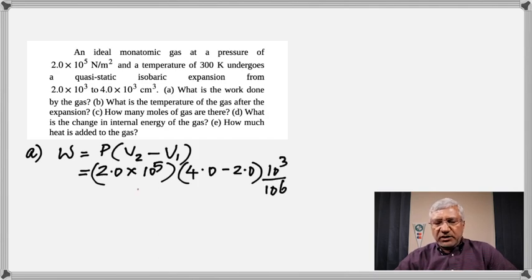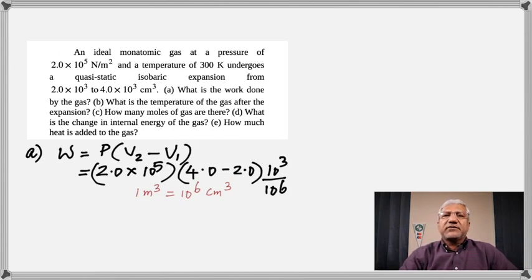So see what I'm doing. Divide by 10 to the power 6, because 1 meter cube is 10 to the power 6 centimeter cube. All right? That explains it. 100 times 100 times 100, so that is 10 to the power 2 cube, which is 10 to the 6. You got it? I hope so.